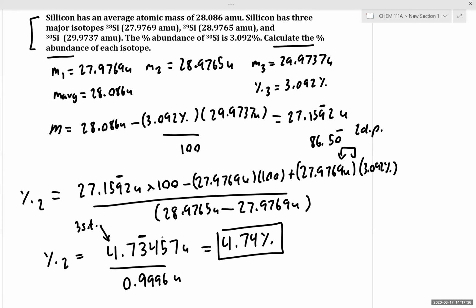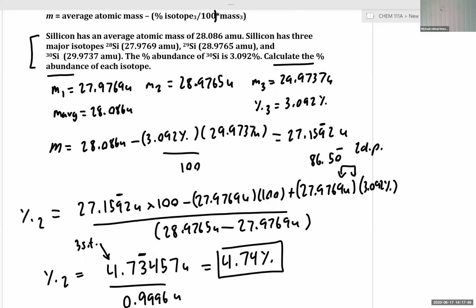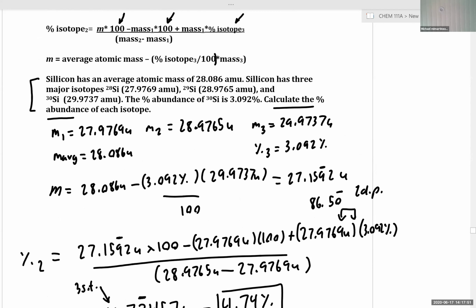I'm slightly confused. Why did you put 27.9769 twice? Because in our equation up here, the mass of isotope 1 appears twice in this equation. Oh, okay. Mm-hmm. Does that make sense? Yeah, it does. Perfect.